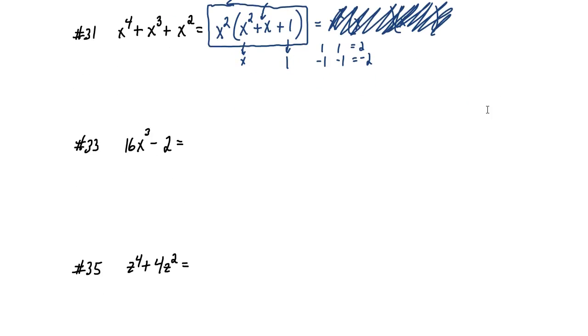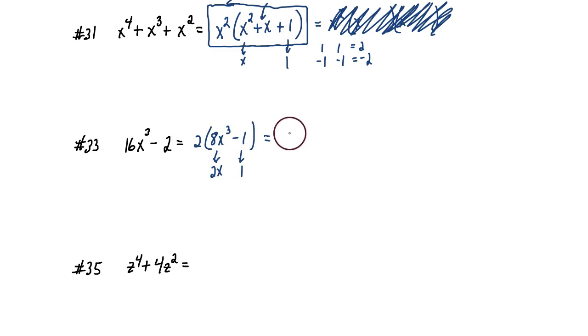Number 33, there is a greatest common factor. Both terms divide by 2. So we get 2 times 8x cubed and 2 times negative 1. Now look at this polynomial. Does it fit a special pattern? It's only a binomial. It has a minus, so it's a difference. Is it a difference of squares or a difference of cubes? I think it's a difference of cubes. The cube root of 8x cubed is 2x, and the cube root of 1 is 1.